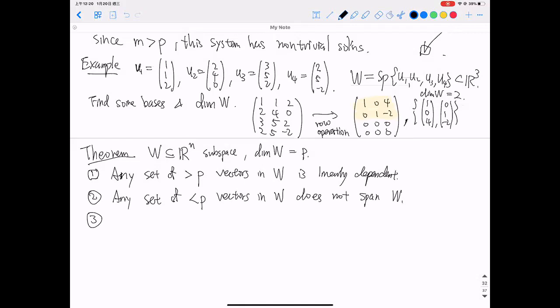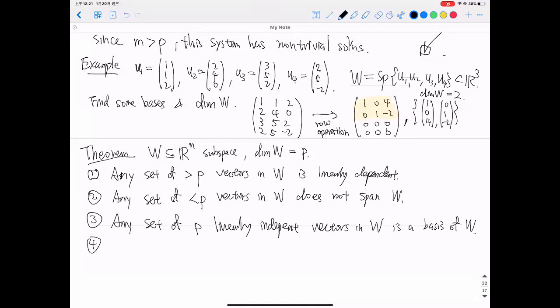Three, any set of P linearly independent vectors in W is a basis of W. And lastly, any set of P vectors that span W is a basis of W. Okay.